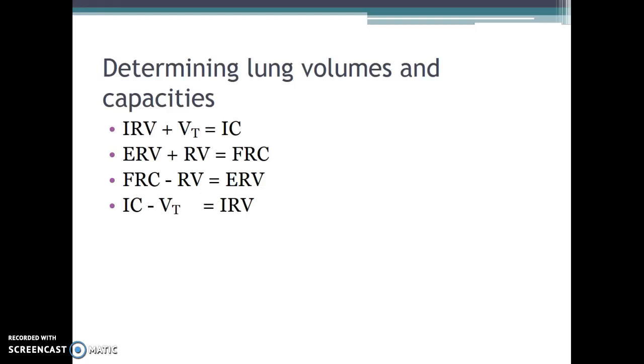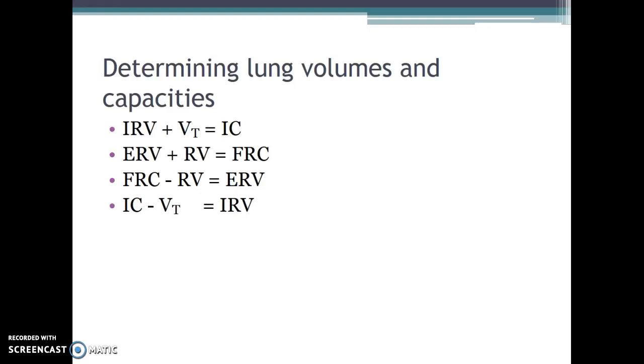You can also subtract things. If you take your FRC and subtract off your residual volume, you're left with expiratory reserve volume. Same thing, if you take your inspiratory capacity and subtract your tidal volume, you will be left with your inspiratory reserve volume, or IRV.